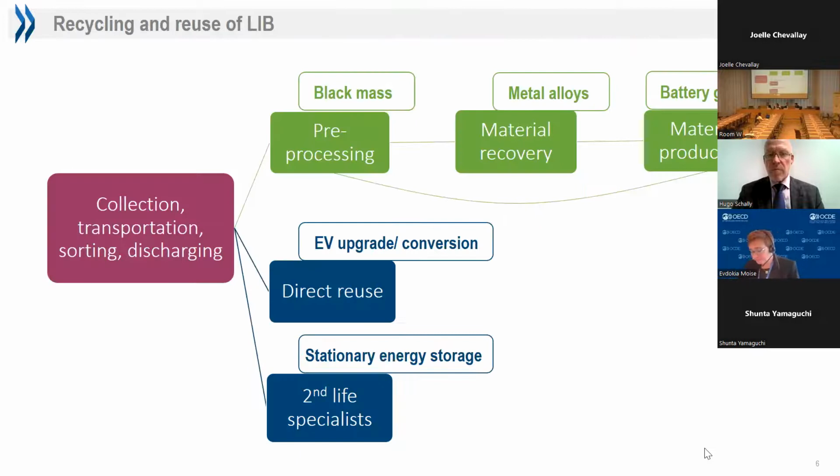Next slide, please. So this scheme shows you what the circular chain for those batteries looks like. We have the collection, transportation, sorting, and discharging the batteries, which usually happens either locally or regionally. Then these are pre-processed to produce what we call black mass. It's a recuperation of the materials that are contained in the battery in a mixture, which can then be much more easily transported and moved into recovery facilities to allow for material recovery.